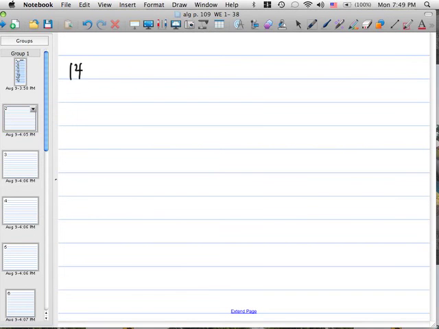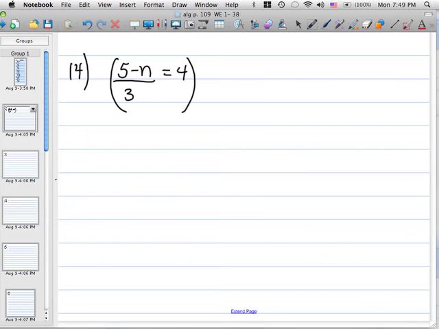Problem number 14. We have another division problem. 5 minus n over 3 equals 4. Here's two lines. To get rid of the 3, we need to multiply both sides by 3, since we're dividing by 3. That cancels. We get 5 minus n equals 12.